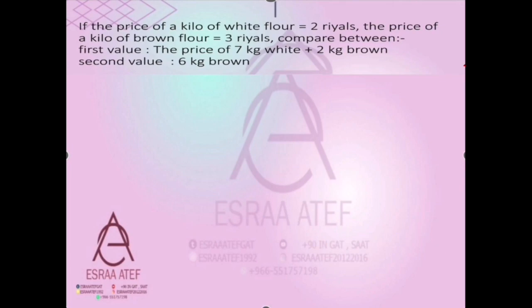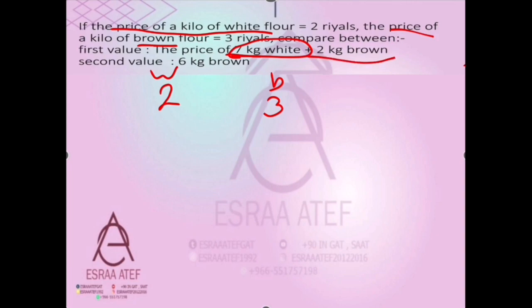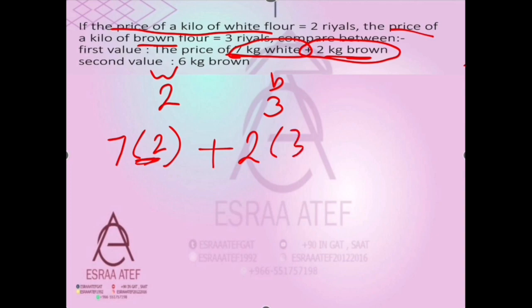Okay, here we have the price of a kilo of white flour, which is 2, and the price of the brown flour, which is 3. He wants to compare between 7 kilograms of white plus 2 kilograms of brown. 7 kilograms of white means 7 times 2, because of the price, plus 2 kilograms of brown, which means 2 times the 3.